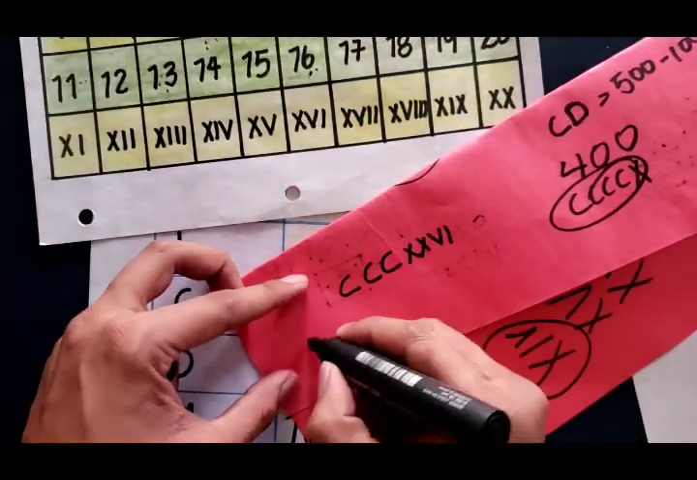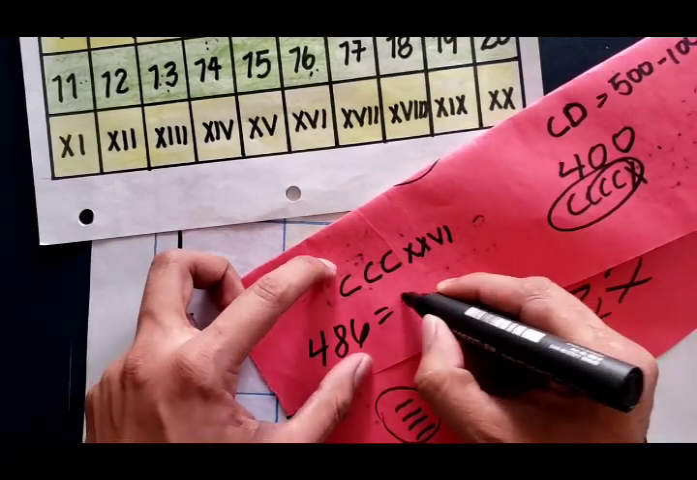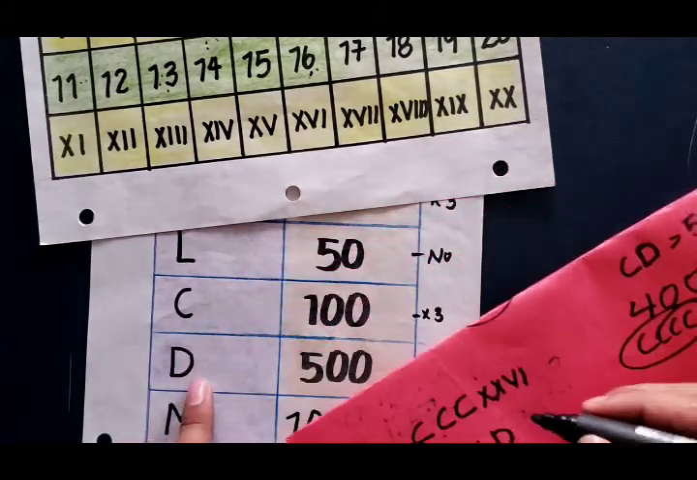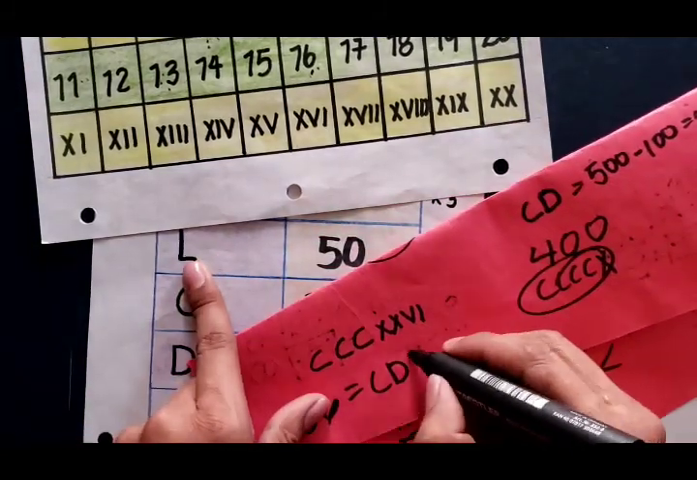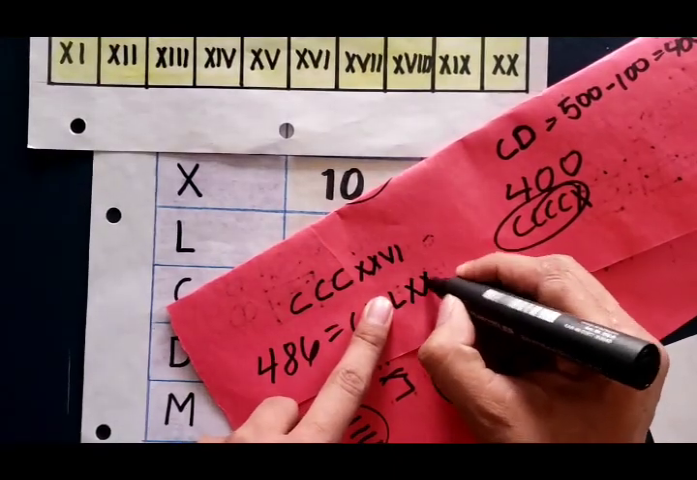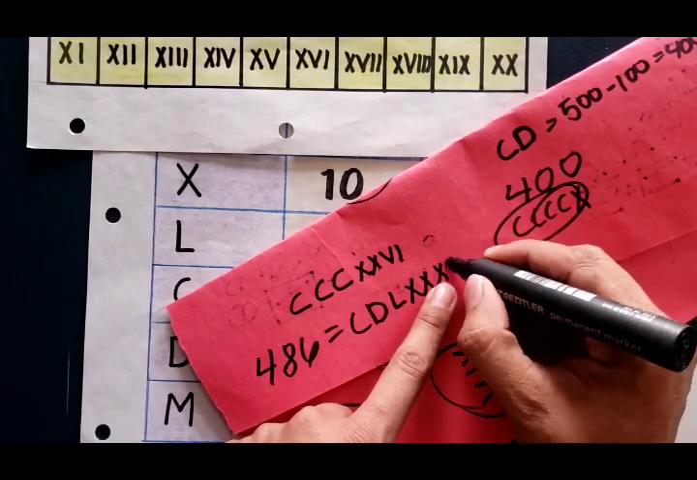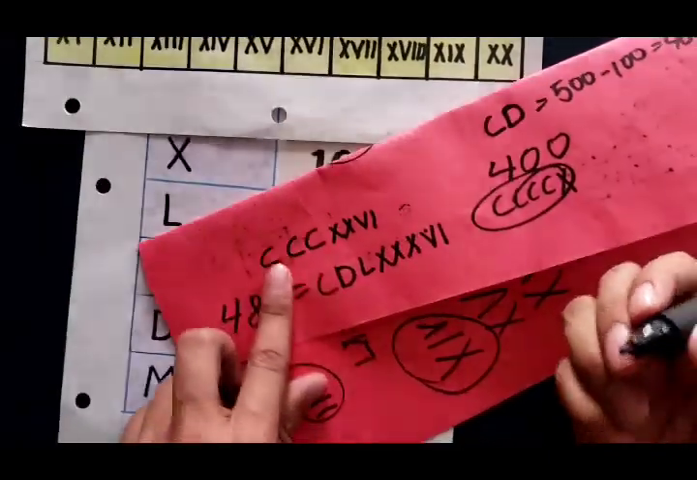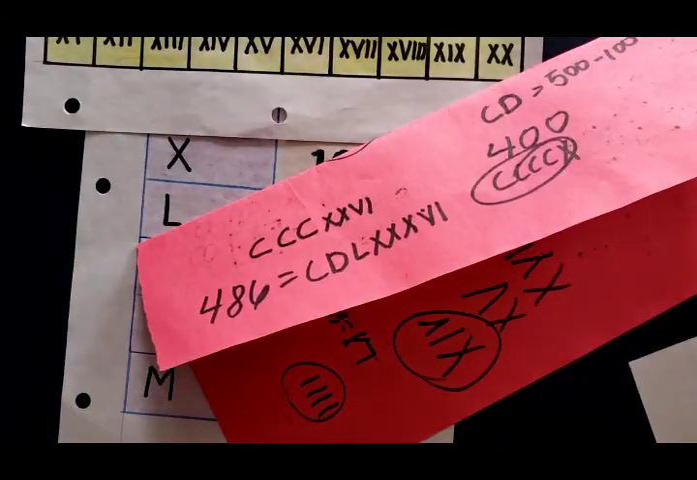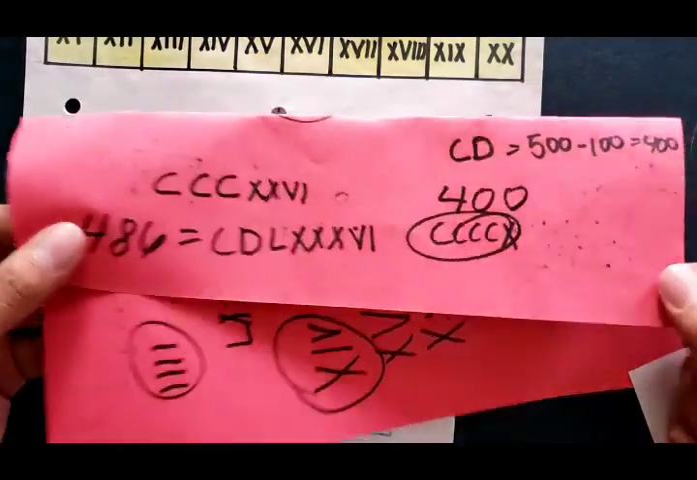Okay, let's see. 486. Let's write this number. 400. Then the 50, right? How do you write the 50? Letter L, 50. But we need to get to 80, 60, 70, 80, and now 6. This is the way you write 486. You need to divide the number in parts so you can comprehend it.